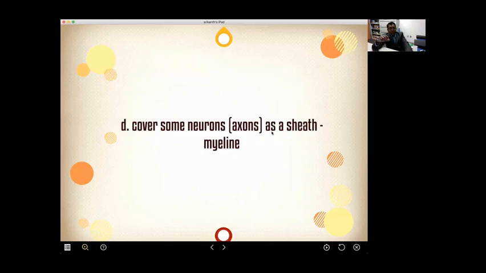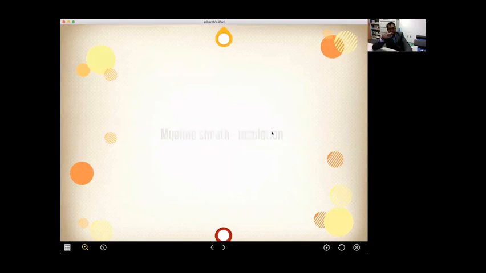And some of the glial cells, they cover the axons of some neurons and form a sheath or a covering, and you call that covering a myelin sheath. We'll talk more about this myelin sheath in a few minutes. And what this myelin sheath does is it insulates the axon. We'll probably wait till we get to the structure of the neuron to talk more about the myelin sheath.